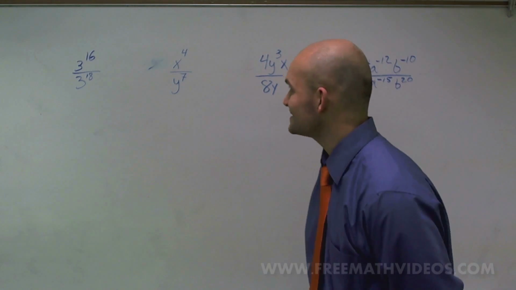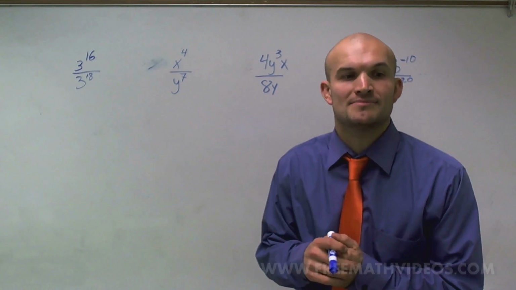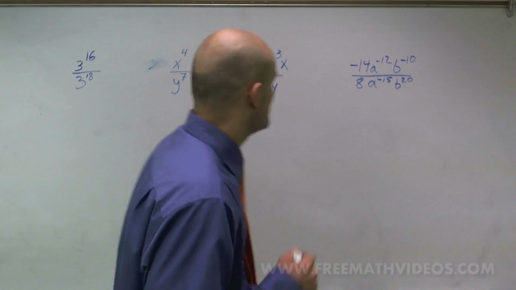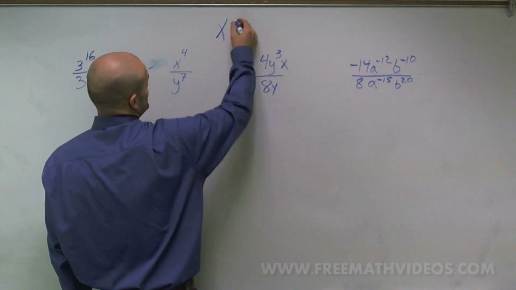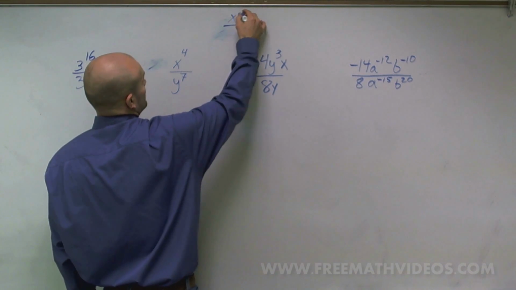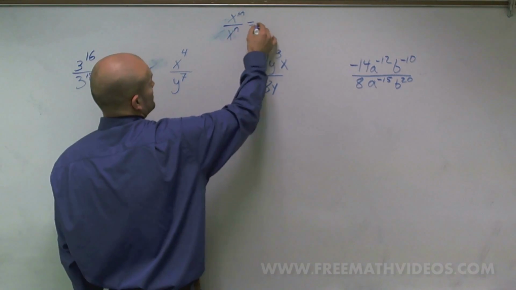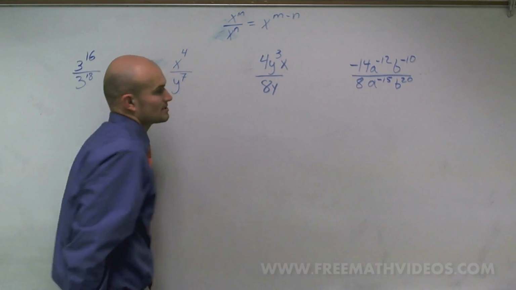Okay, let's go back through some tips here in case you got stuck with a couple of problems, to help you solve these. So remember, when we're using our rules with exponents, we have the quotient rule. If I have an exponent divided by another exponent with the same base, I can subtract those exponents. Okay?